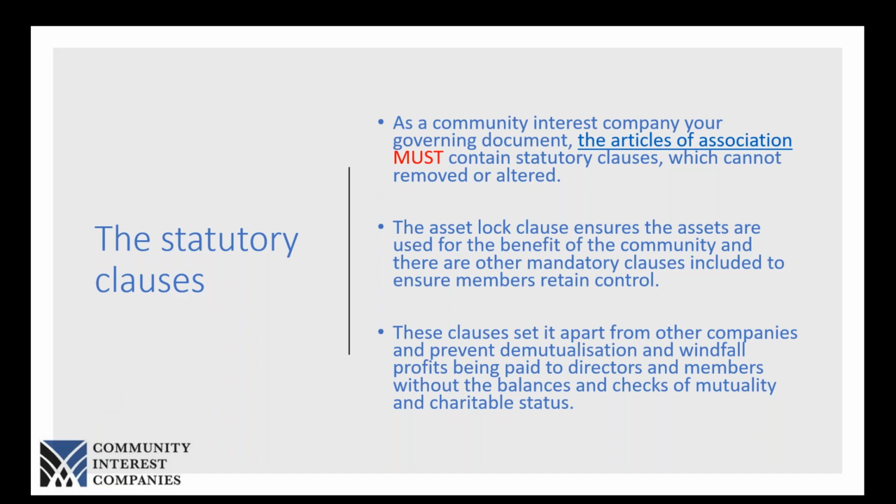As a community interest company, your governing document, the Articles of Association, must contain statutory clauses which cannot be removed or altered. The asset lock clause, which is one of these statutory provisions, ensures that the assets are used for the benefit of the community, and there are other mandatory clauses included to ensure members retain control. These clauses set it apart from other companies and prevent demutualisation and windfall profits being paid to directors and members without the balances and checks of mutuality and charitable status.